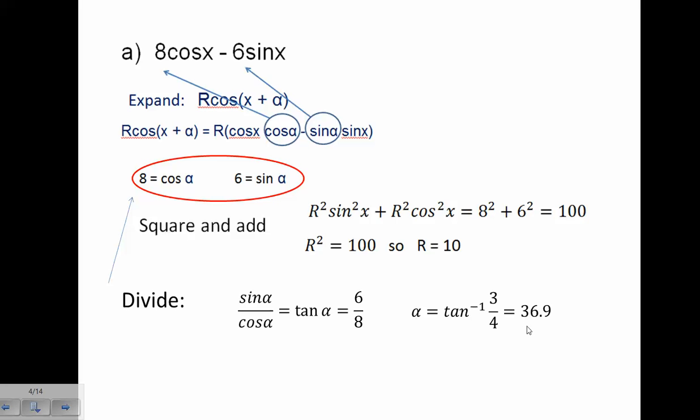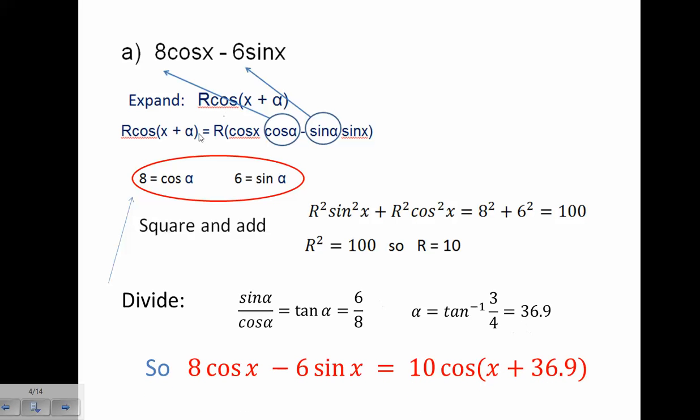So we can write down our expression now. So we know that 8 cos x minus 6 sin x is equal to 10 cos(x + 36.9).